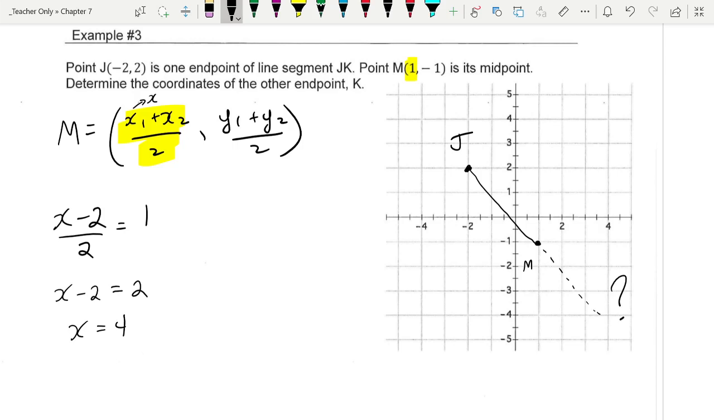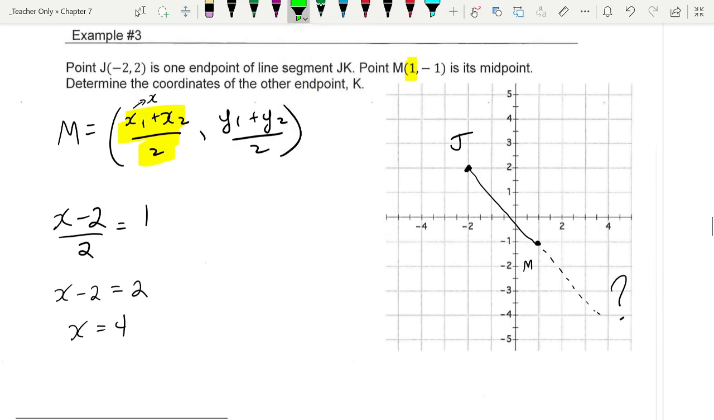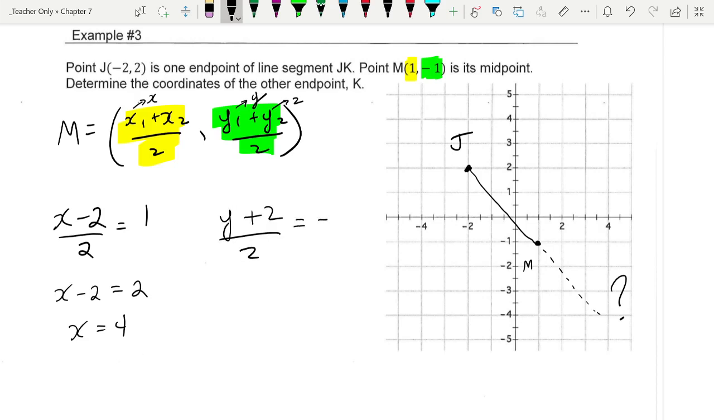And then I can make a different equation. I'll use a different highlighter. I know that this value has to equal -1, and they tell me that one of those two numbers is a 2. So I'll call this one the 2, and I'll call that one just some y that I don't know what it is. So y plus 2 over 2 has to equal -1. Do you get how I made that little equation?